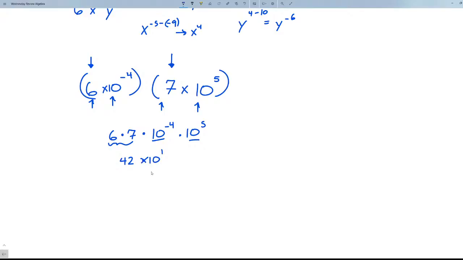But I'm not done. Why? Because this isn't in scientific notation anymore. We have a double digit in the front. It needs to be less than 10 and greater than or equal to 1.